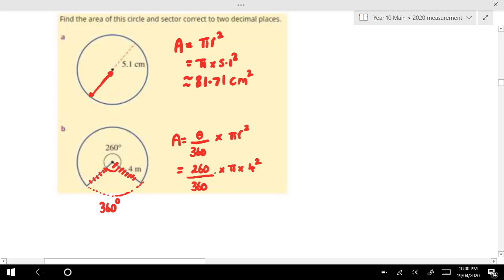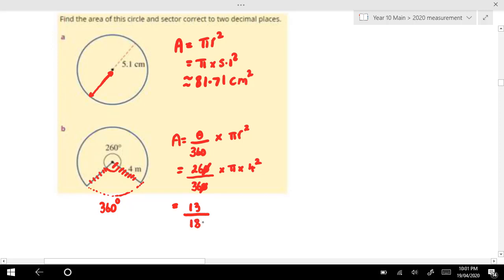Or 260 and 360. First of all, let's cancel out the zeros. That would make sense. So that number is 2. So 2 goes into 26 13 times, and 2 goes into 36 18 times.